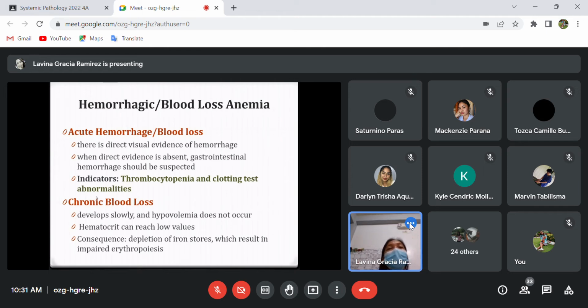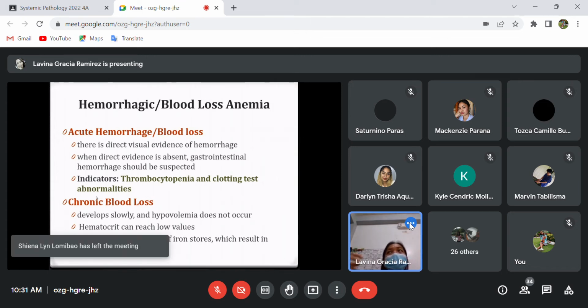Marami yan, no? Another difference is that in acute, you have direct evidence of hemorrhage. Makikita mo talaga, malaki yung blood that can be expelled or excreted out from the body, which could lead to shock. So that can lead to blood loss anemia, not necessarily a problem of the blood, but definitely the volume of blood has been lost. So there's a great aspect of reduced oxygenation of the tissues.